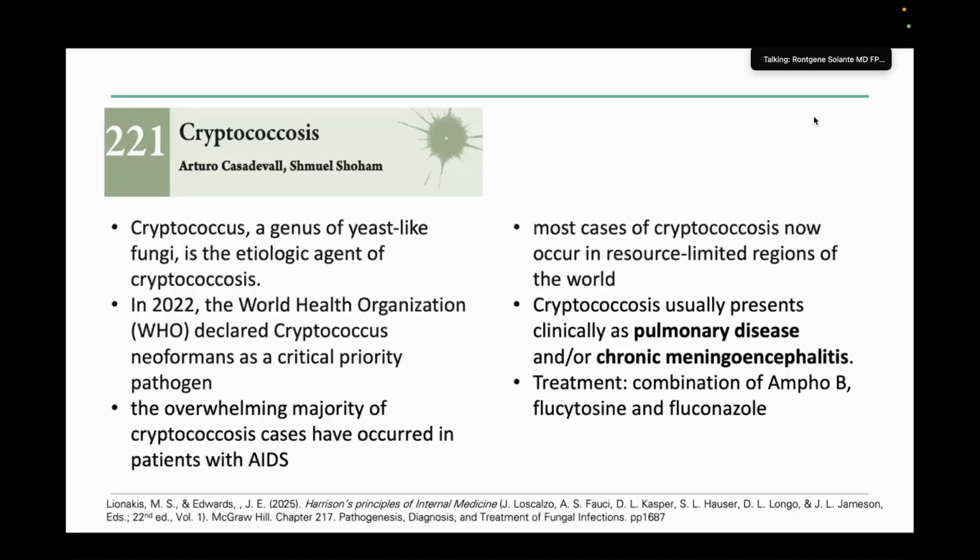The overwhelming majority of patients with cryptococcal infection have HIV and AIDS, especially those with a CD4 count less than 100. That's why most cases of cryptococcosis occur in resource-limited regions of the world, and that includes the Philippines. What are the most common clinical manifestations? Meningoencephalitis, and patients also present with pneumonia. So that's the information about cryptococcosis.